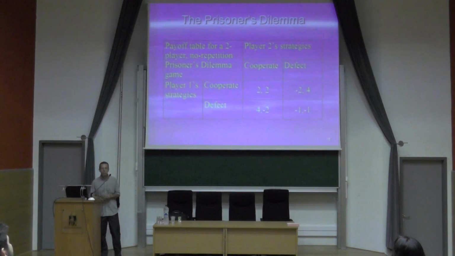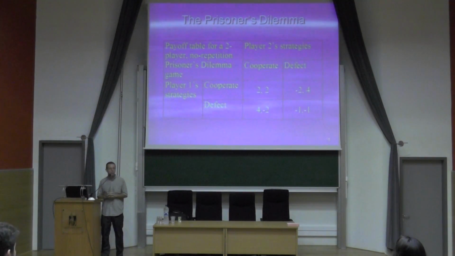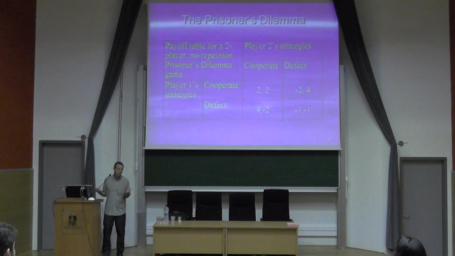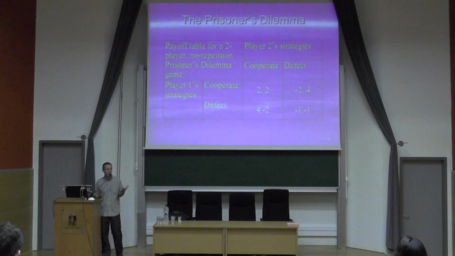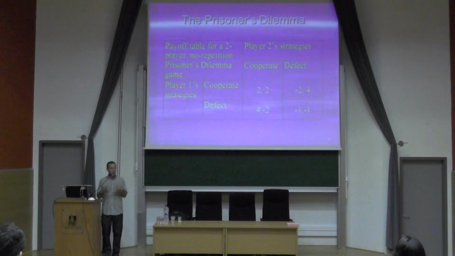Have you seen that before? I would assume so. If you have not, just briefly speaking, the prisoner's dilemma is such that you have two prisoners, or actually people accused of some crime. They can either cooperate with one another or defect. One of them can defect, or both of them can defect.